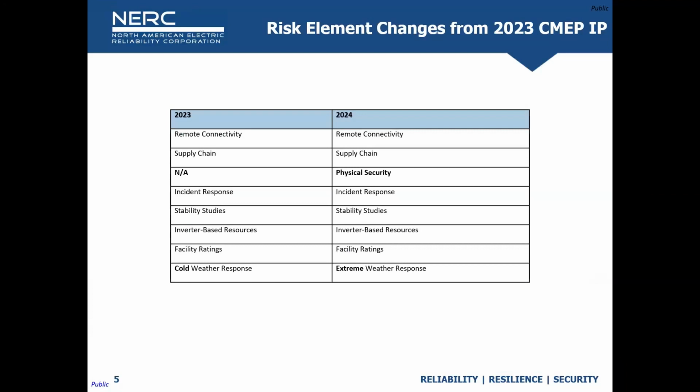So here we see the risk element changes from 2023 to 2024. Physical security was not in the list and it has been brought back. Cold weather response has been expanded to include extreme weather response. Other than that, we see it's generally the same names of the risk elements. And we'll give you a highlight of each one of these. I'll turn it over to Christopher for remote connectivity.